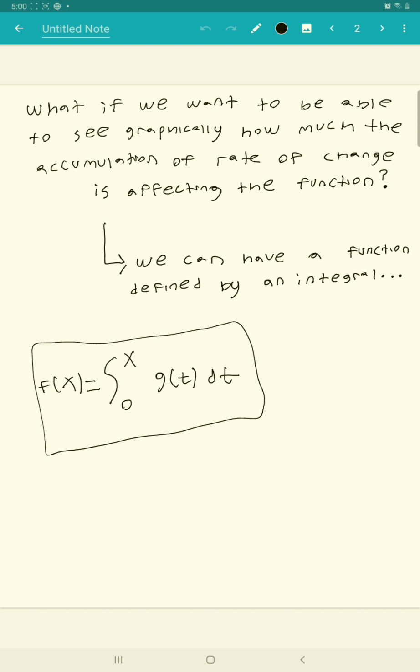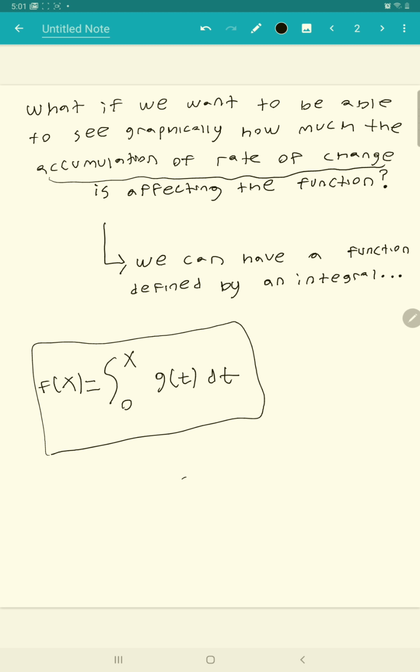Okay, so what if we want to see graphically how much the accumulation of the rate of change is affecting the function? This is basically like saying y equals mx plus b. Let's say we have y equals 2x plus 5. How much is the slope of 2 affecting the function's position and how it's changing over time? Well, that's the same thing here. How are we going to see graphically how the accumulation of the rate of change is affecting the function? Well, we can have a function defined by an integral, which we haven't seen yet.